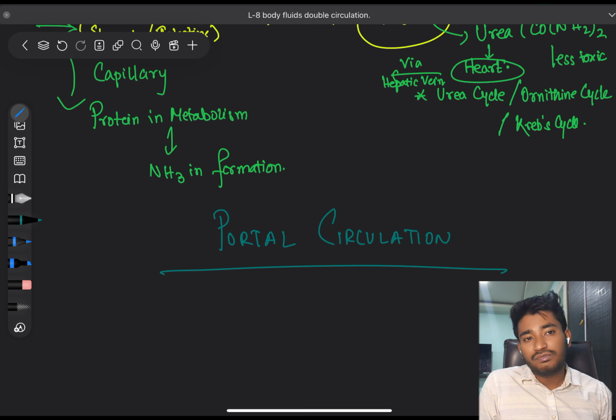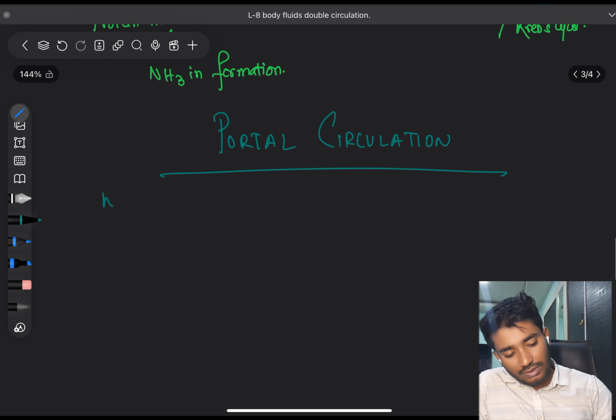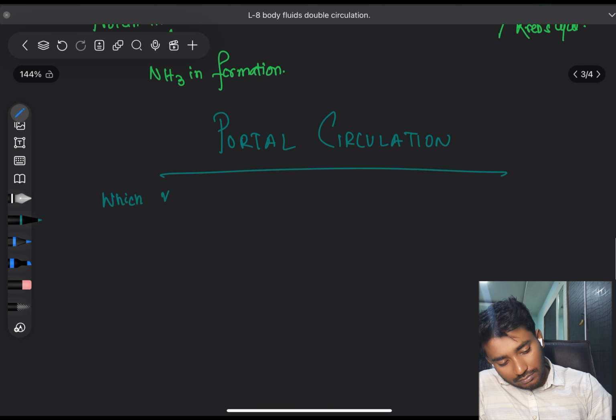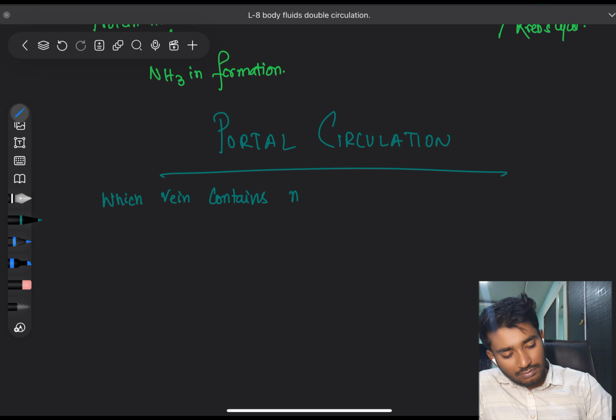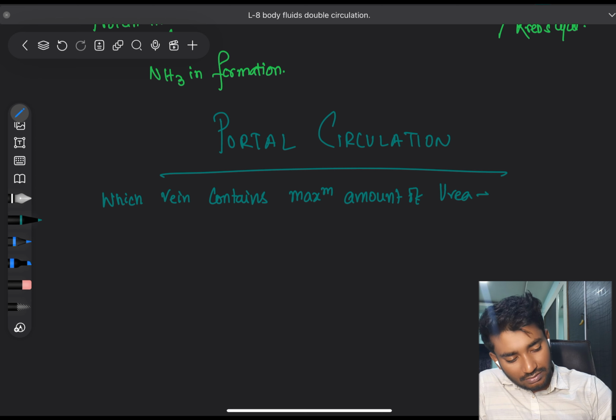AIPMT 2015. AIPMT 2015 में ये सवाल आए थे. Which vein contains maximum amount of urea? It's the hepatic vein.